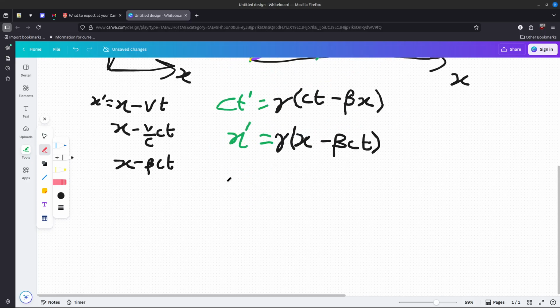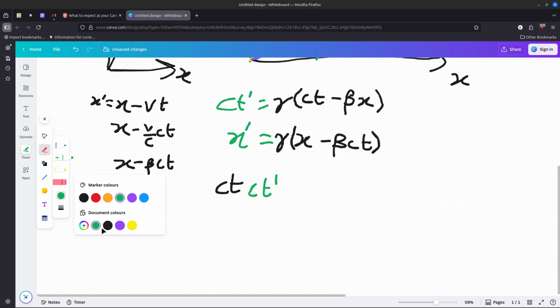So to find gamma, we'll do ct times ct prime, and then this will be equal to gamma times, oh wait, I forgot to write the inverse transformations, my bad.